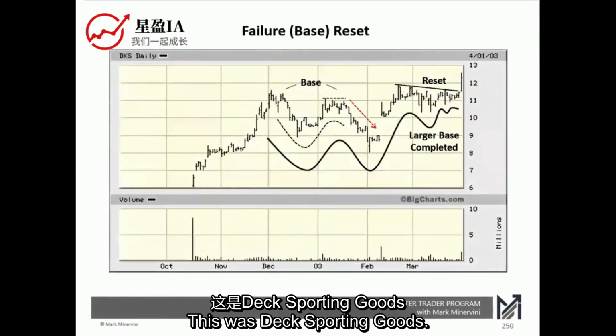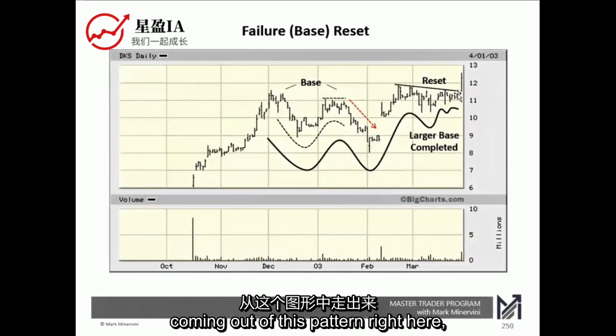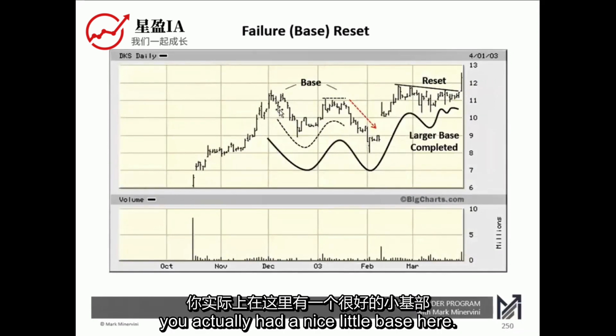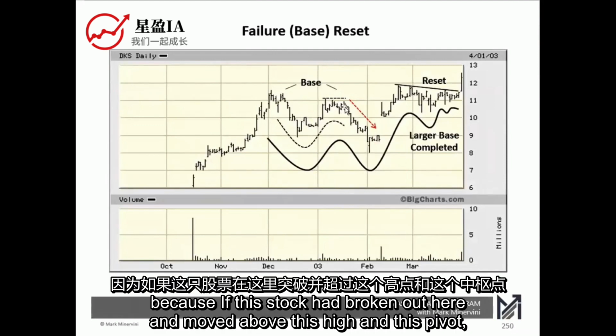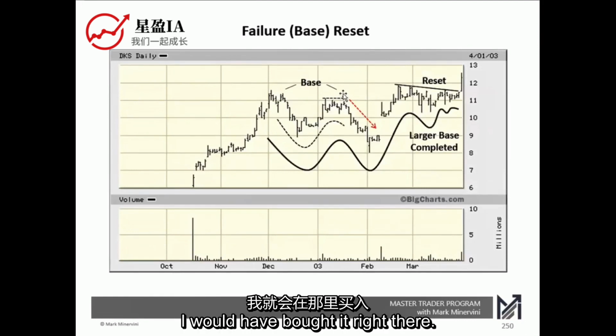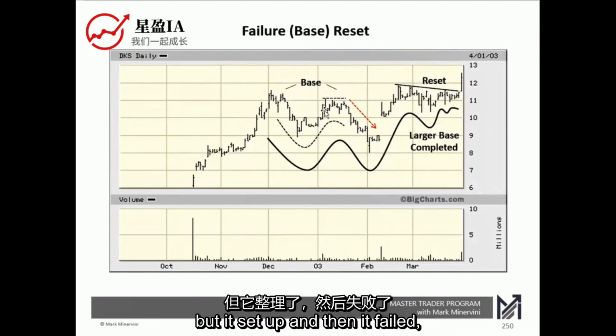This was Dick's Sporting Goods, and I traded this stock right here coming out of this pattern right here. You actually had a nice little base here. So now this is really important because if this stock had broken out here and moved above this high and this pivot, I would have bought it right there. Now, maybe I would have been stopped out. I don't know, or maybe it would have worked, but it didn't. It set up and then it failed.